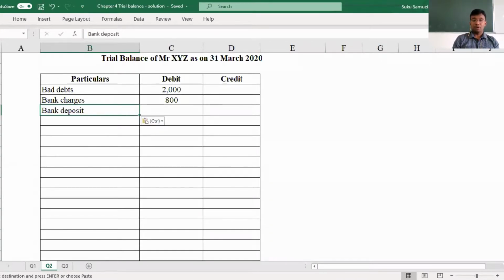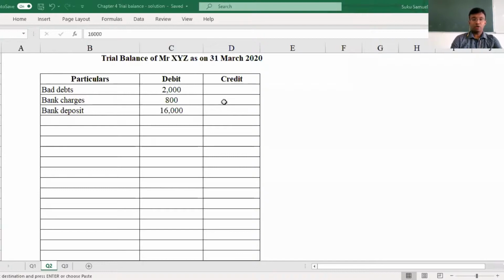What is meant by bank deposit? Bank deposit refers to the deposit that you have with a bank. The deposit that you have with the bank is called a bank deposit. So bank deposit, what would that be for us? It is an asset. Bank deposit is an asset. So remember, assets will fall on which side? Assets will fall on the debit side. Remember the mnemonic AELI. So asset will fall on the debit side.